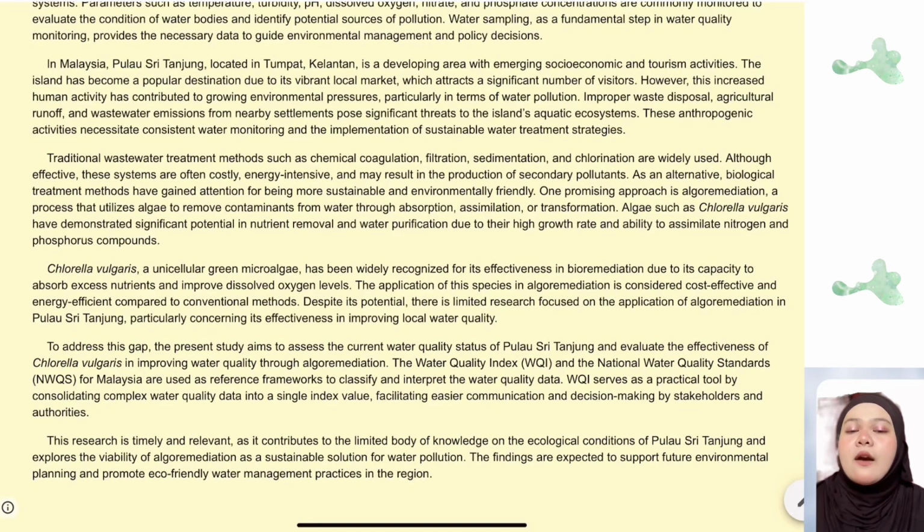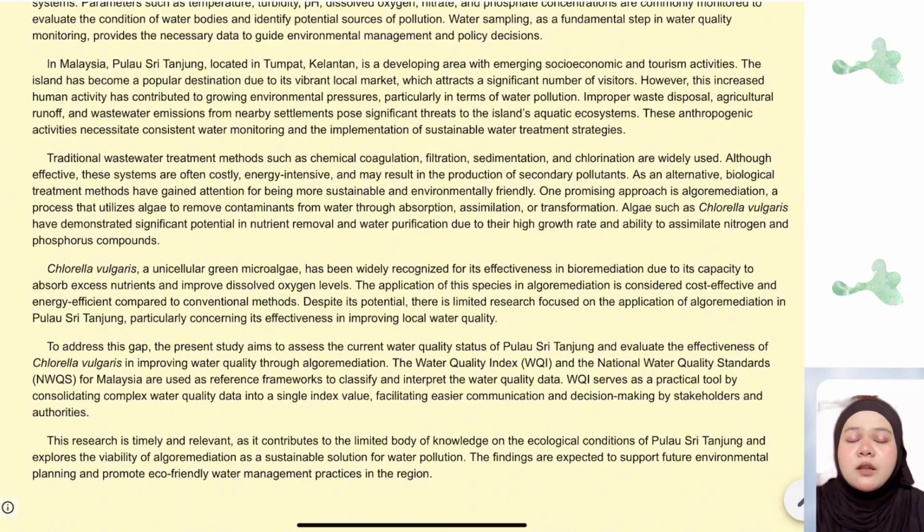Algae such as Chlorella vulgaris have demonstrated significant potential in nutrient removal and water purification due to their high growth rate and ability to assimilate nitrogen and phosphorus compounds. Chlorella vulgaris, a unicellular green microalgae, has been widely recognized for its effectiveness in bioremediation due to its capacity to absorb excess nutrients and improve dissolved oxygen levels. The application of this species in algoremediation is considered cost-effective and energy efficient compared to conventional methods.